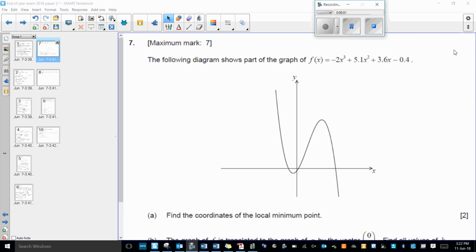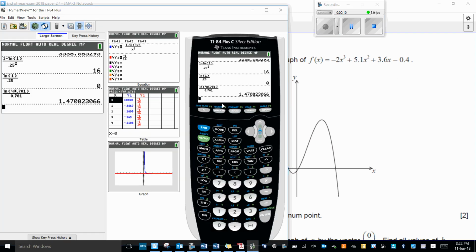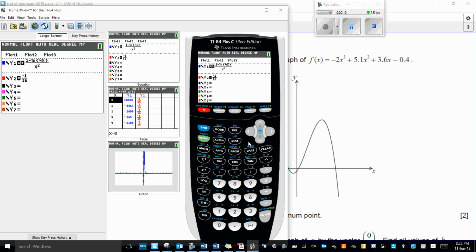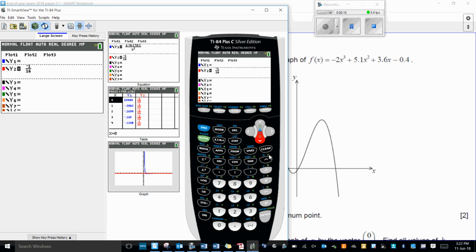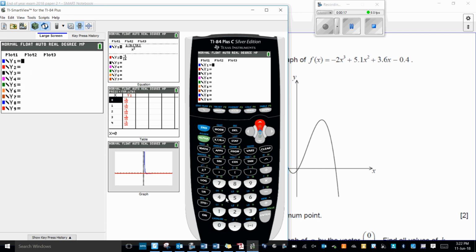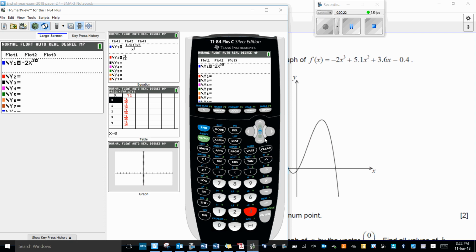part of this graph. Find the coordinates of the local minimum point. Well, on my calc paper, as soon as you see a function like this, draw it on the calculator. So y equals negative 2x to the power 3 plus 5.1 x squared plus 3.6x minus 0.4.